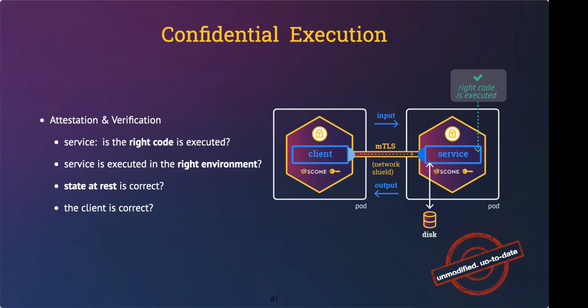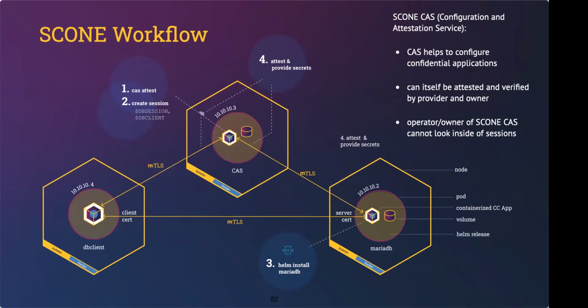I want to also make sure that all my state at rest is correct, was not modified. It's not an old version, it's a new version that is unmodified. And I might also want to make sure that I only talk to clients that are permitted to talk to me. Because maybe a service has a vulnerability. If I permit arbitrary clients, they could expose that or activate that vulnerability. And here, I want to make sure that only certain clients can talk to this service. And so how can I do that? Attestation is your friend in this context.